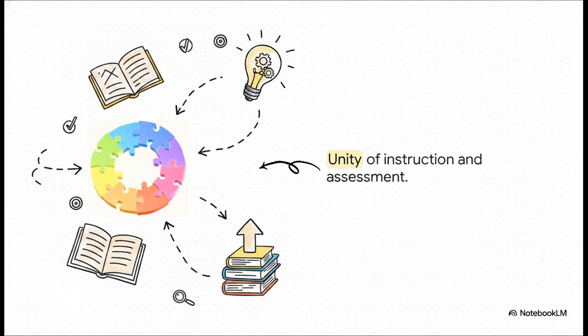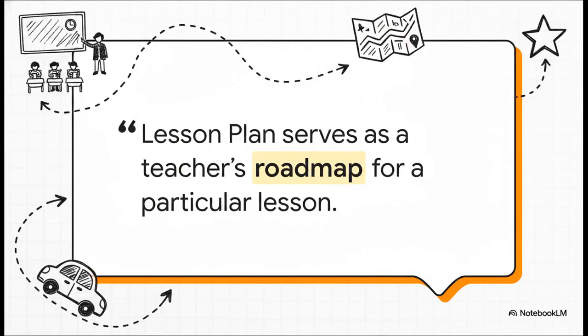Think of a lesson plan not as a simple to-do list, but as a giant puzzle. It perfectly unites instruction and assessment. Every single piece, what you're teaching, how you're teaching it, and how you actually measure success has to lock together. If one piece is missing or doesn't fit, well, the whole cycle of learning just kind of breaks down. Which brings us to a huge takeaway from the module. A lesson plan serves as a teacher's roadmap for a particular lesson.